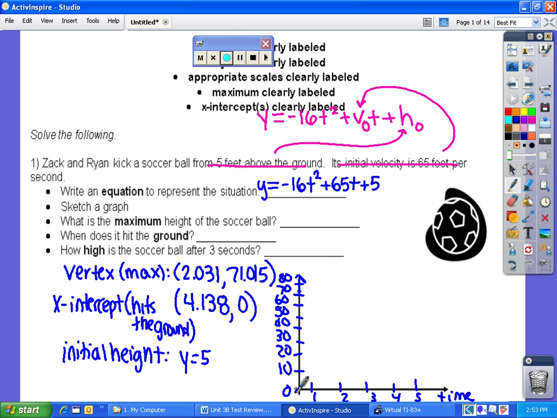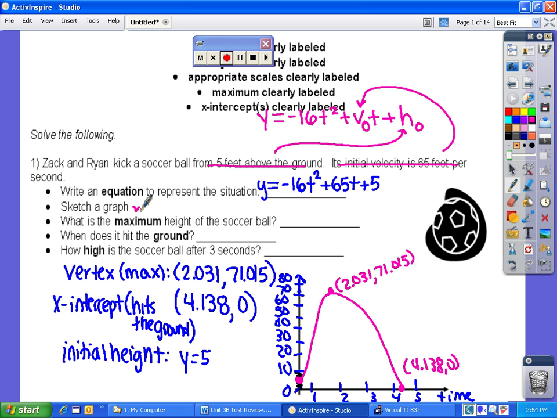Now, since it's not going from 0 to 1, we have to draw something called the break, or the squiggly. That represents everything from 0 to 10. And the last thing we're going to do is graph. So we start at 5. Then we go to 2.01 and 71, which is here. Label it. Then we go to 4.138, which is right there. Label that. And connect my 3 dots. Alright, now I can answer the question.